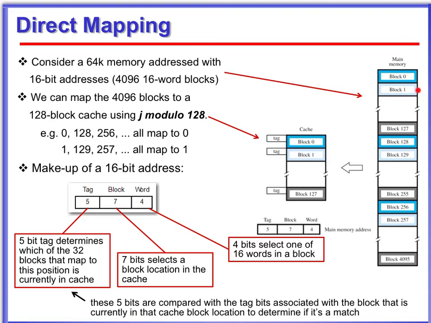If the word of data we need is here, and it doesn't currently reside in cache, then this block of data is going to be copied to cache. The only place it can be copied to is here.